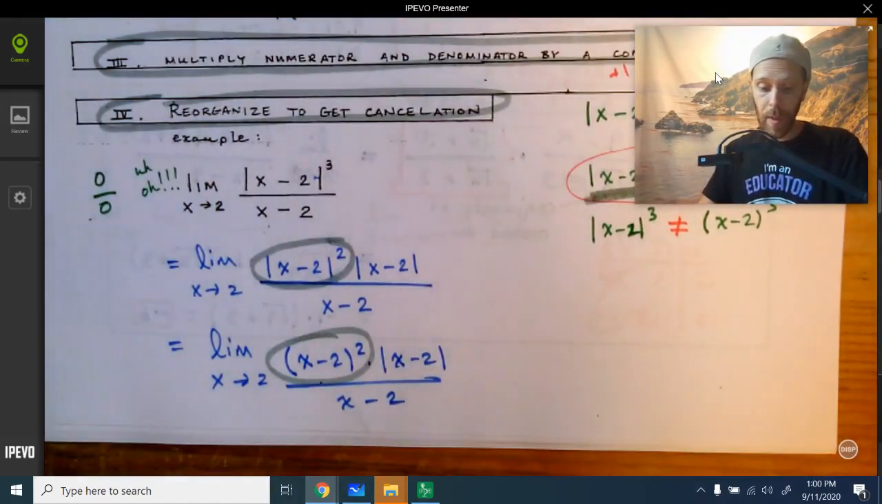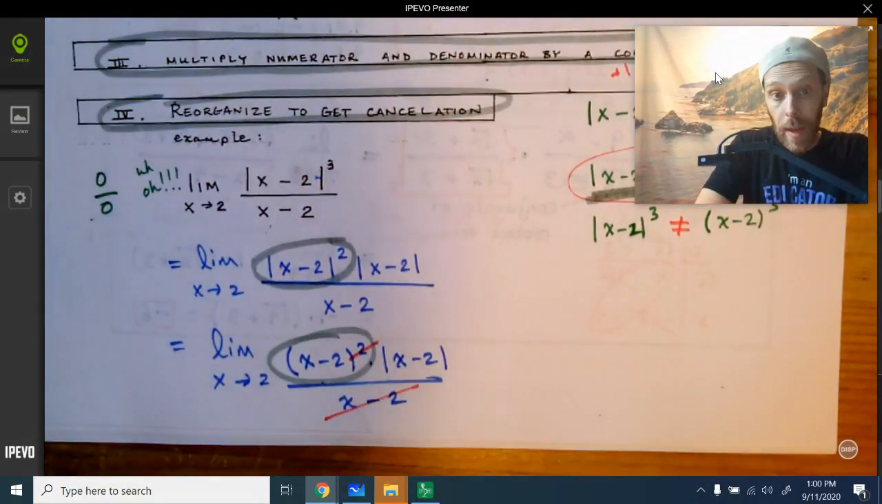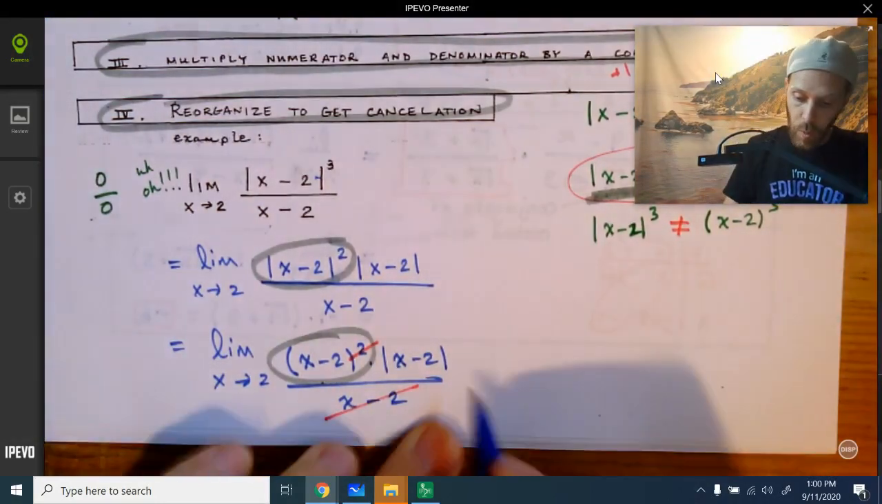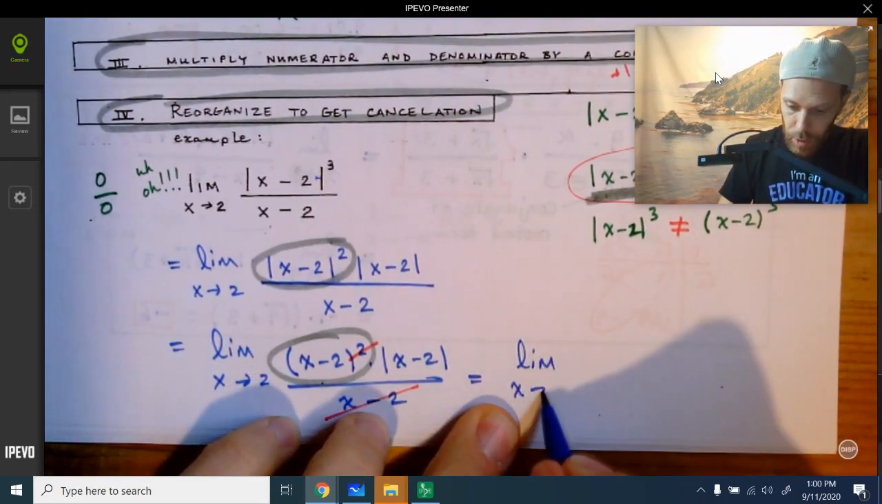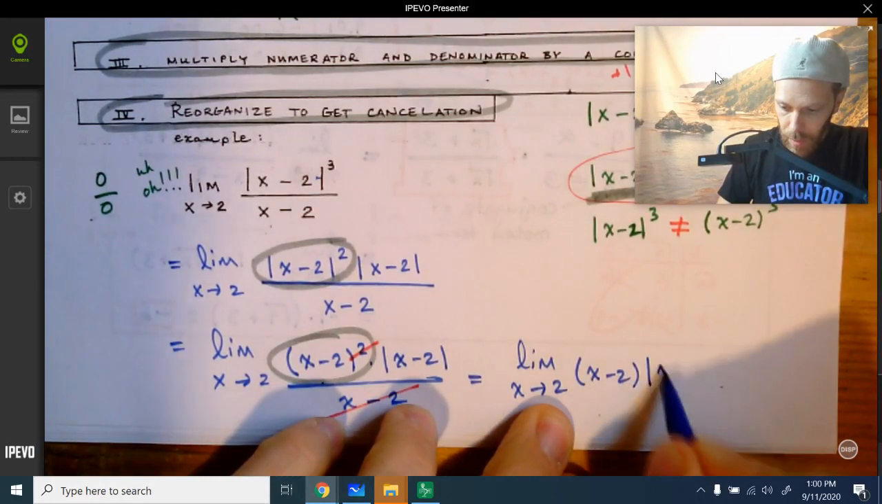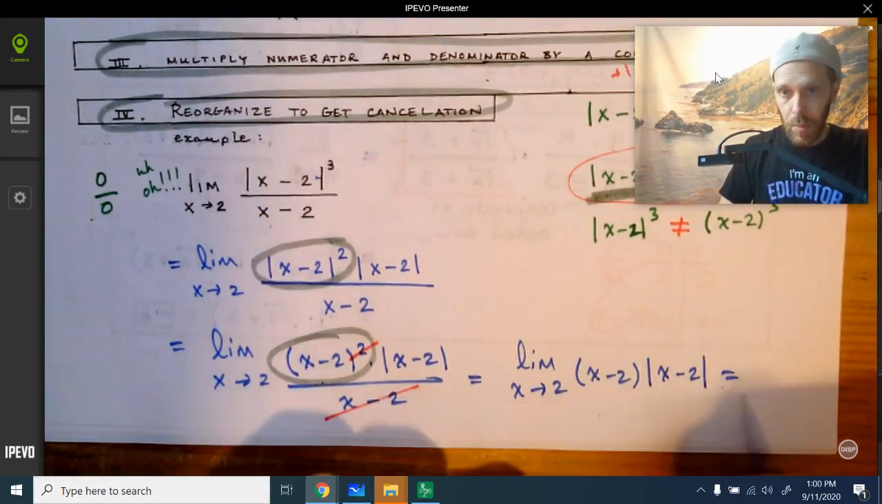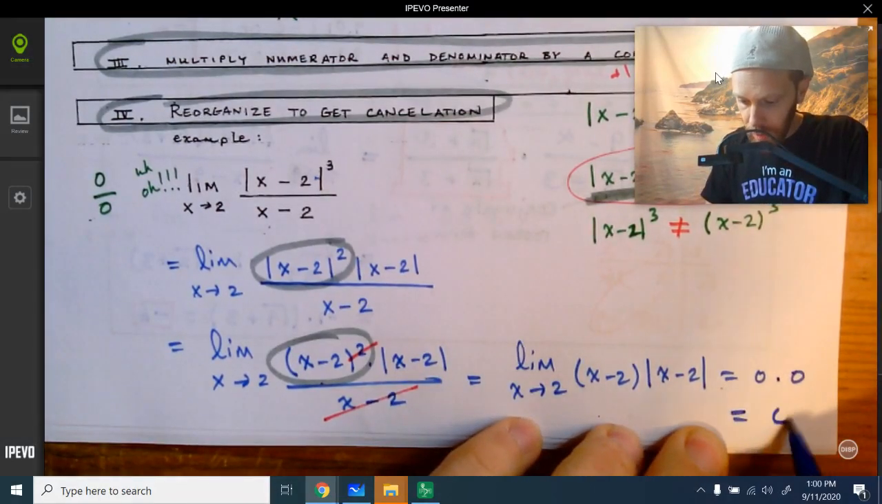And now that's good because at this point we can actually cancel one of these with one of these because they're both x minus 2's, which means what we're left with is the limit as x approaches 2 of one of these and one of these. Plug in the 2 and you're going to get 0 times 0, which is 0.